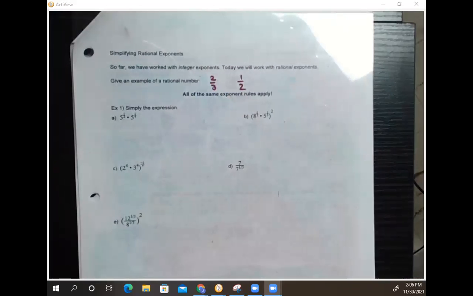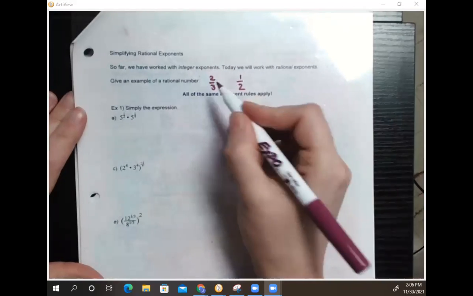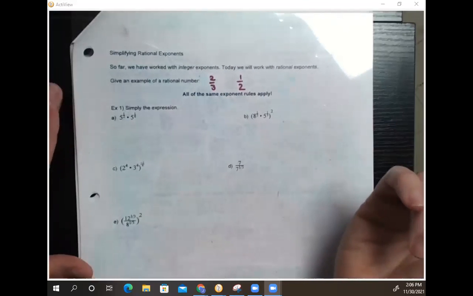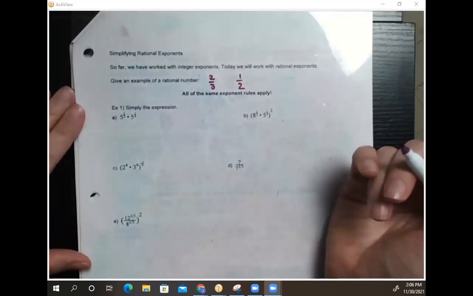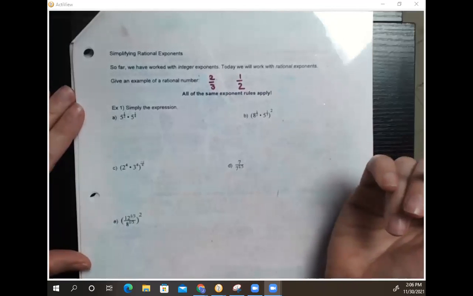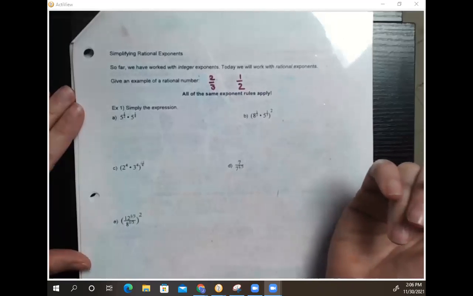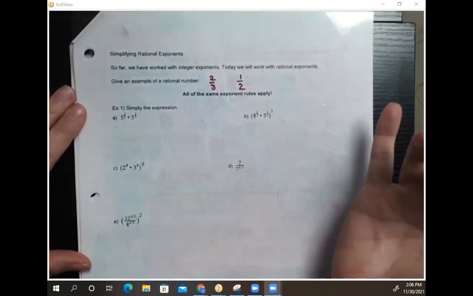So far we've only looked at what we call integer exponents, whole number, positive or negative exponents. Today we're going to talk about when our exponents are fractions, when our exponents are rationals. The same exponent rules that we've used so far still apply. So we're using all the same rules.